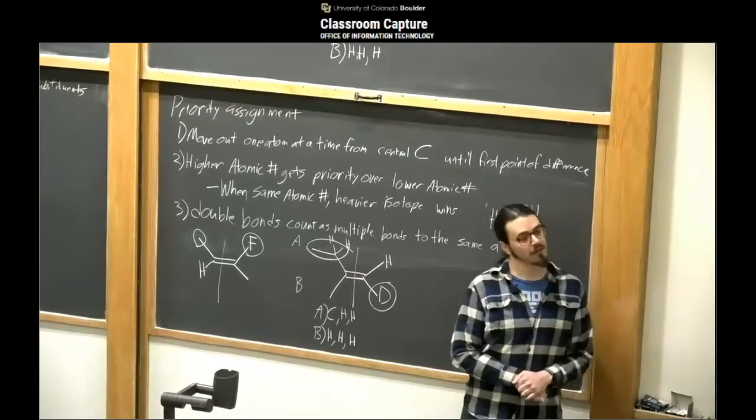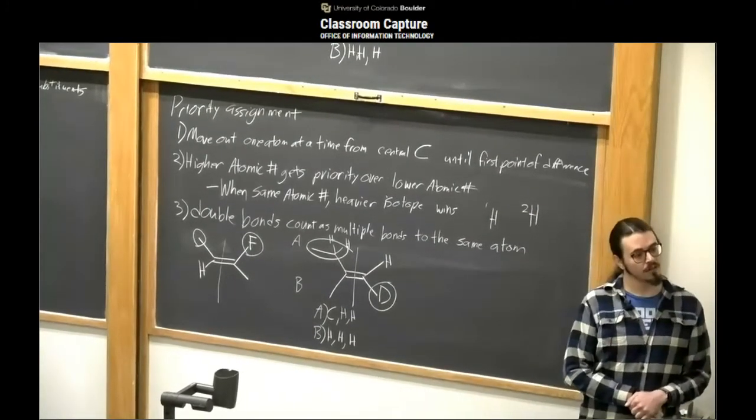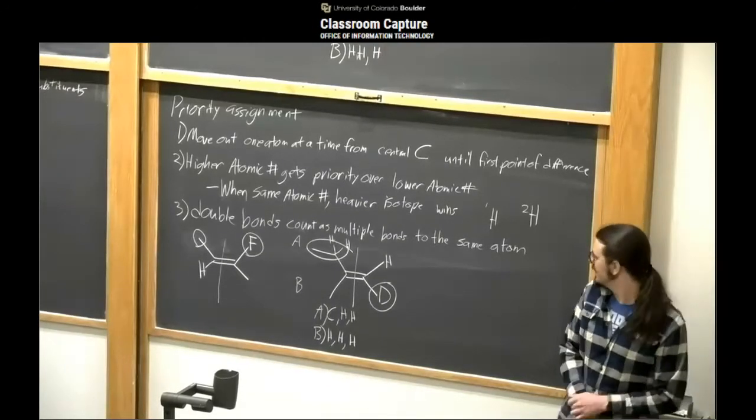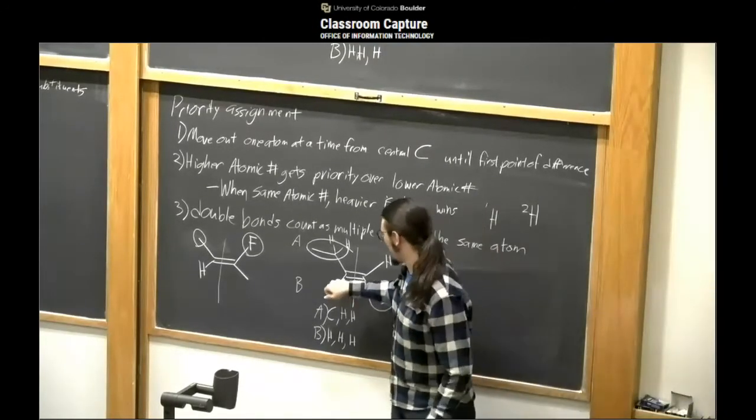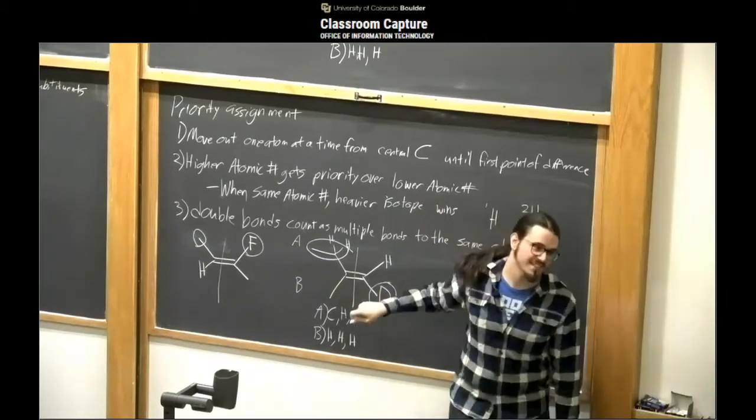Why did you cut those vertically when you did the first one horizontally? So basically it's just to show we're going to look at this carbon first and then the other carbon. It's basically arbitrary.